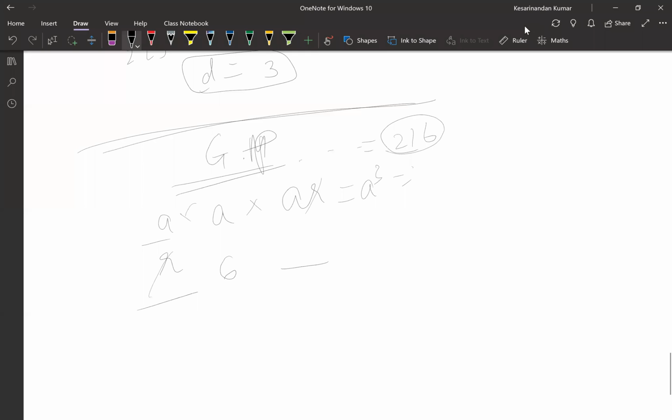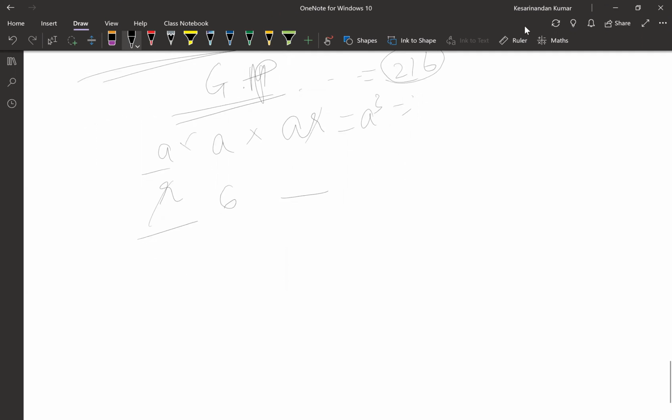I hope this part is understood by everyone. This is a template you have to follow. There's no hard and fast rule that you need to follow it. It's just that if you follow it, you will get the answer much quicker. That is the only thing. Okay, let's move to an easy question of arithmetic progression.